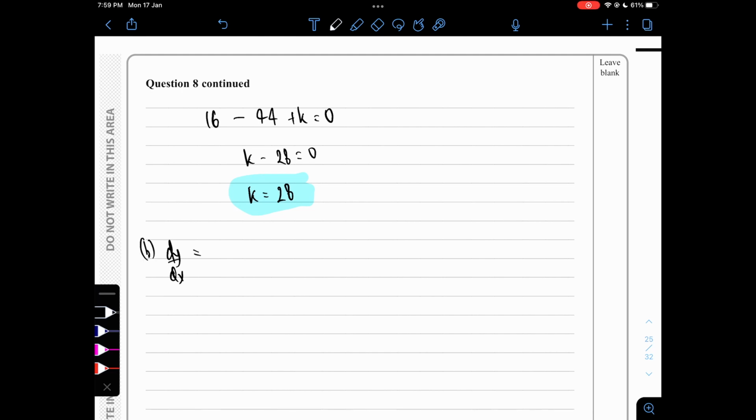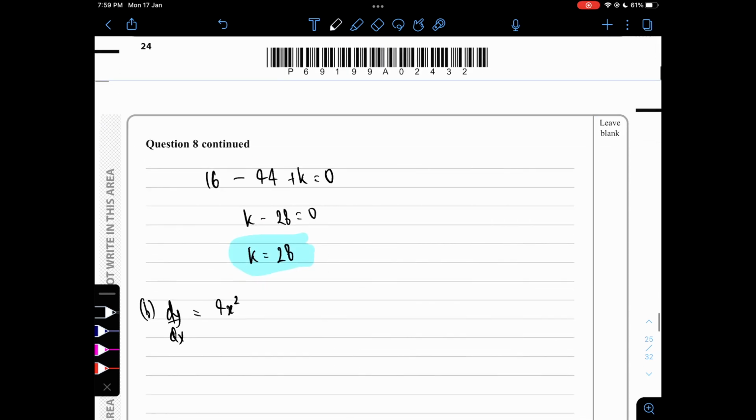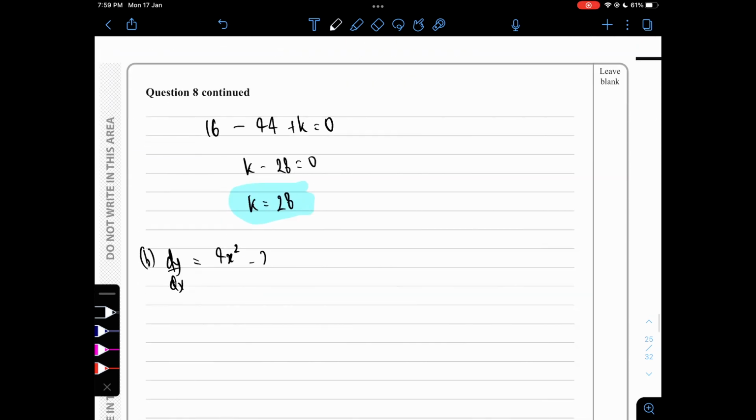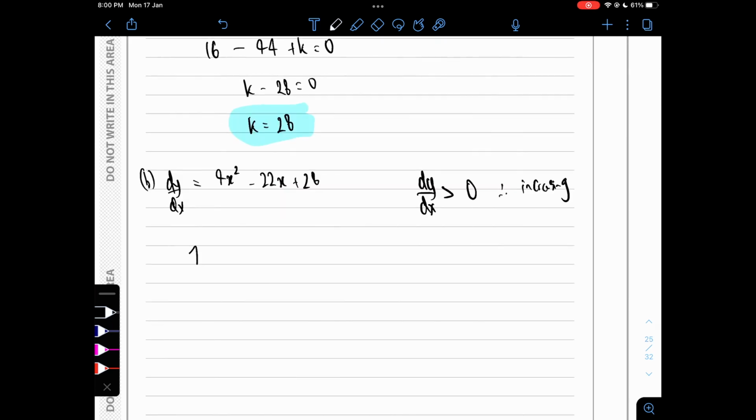So now we know it's what? It's 4x squared, from the previous question, 4x squared minus 22x plus 28, right? And we need to check whether it's increasing. How can we check whether it's increasing? If dy over dx is greater than 0, then we can say the function is increasing. But we need to show that. So that means 4x squared minus 22x plus 28 is greater than 0.